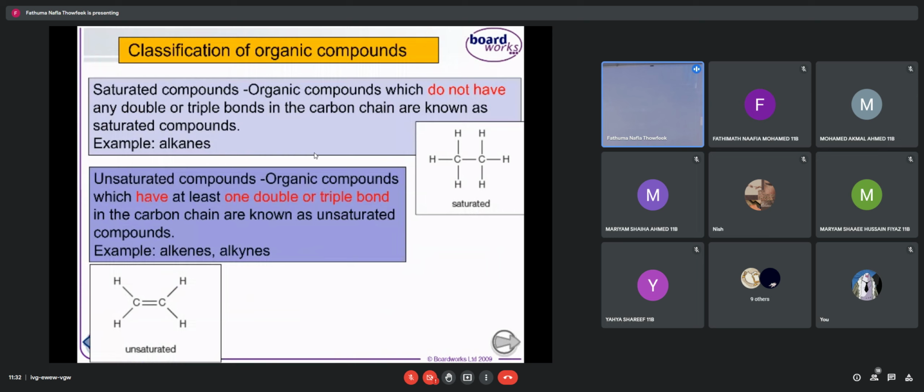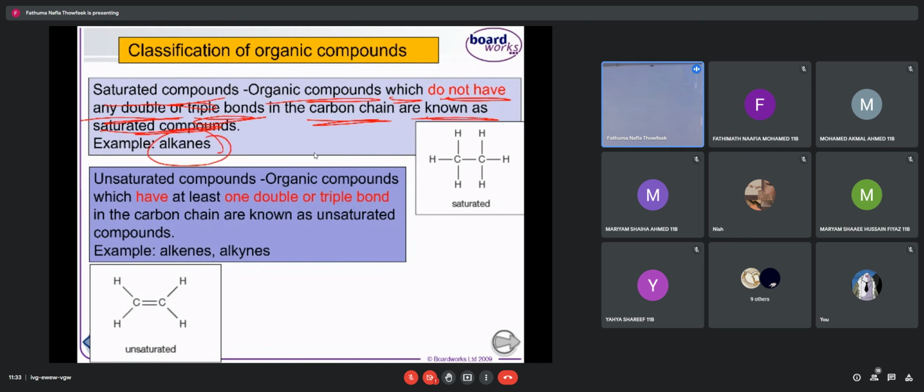After that, we are moving to classification of organic compounds as saturated and unsaturated. That part you know. What do we mean by saturated compounds? We learned it in all levels. In saturated compounds, if you cannot see any double bonds or triple bonds in the carbon chain, it is a saturated compound. Unsaturated compounds, you can see double bonds and triple bonds. Simple. Saturated compounds are organic compounds which do not have any double or triple bonds in the carbon chain, like alkanes.